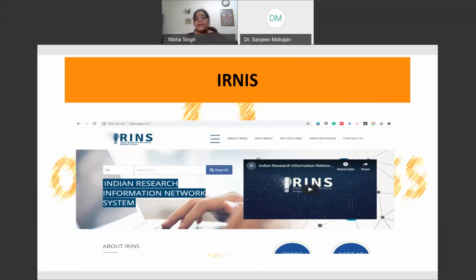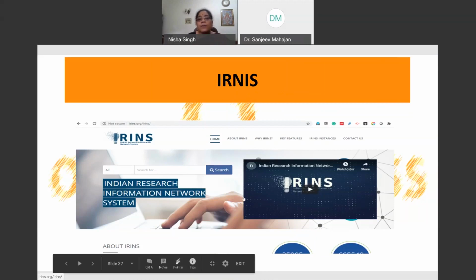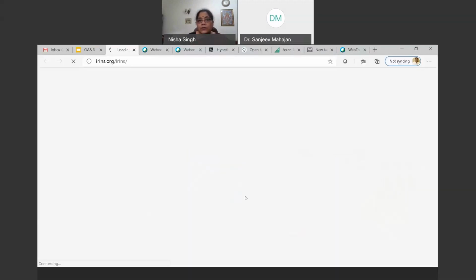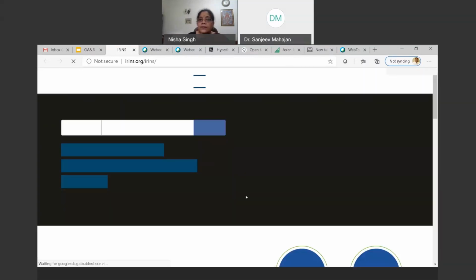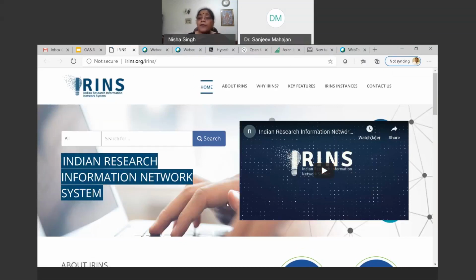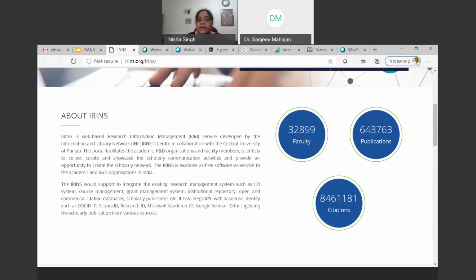Parallel to that, something like that is being initiated by the Indian government also, which is called IRINS, which is maintained by INFLIBNET. This is the Indian Research Information Network System. Basically, you register here, you get an ID in this too, and you are able to connect with so many people. I'll take you to this site, because I am talking about this site since you are faculty members, you are all higher education people, so please go and use this. This is a web-based research information management system maintained by INFLIBNET.